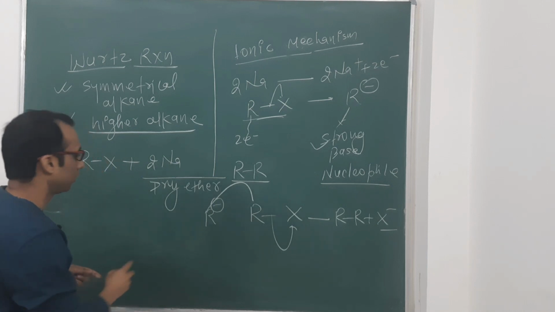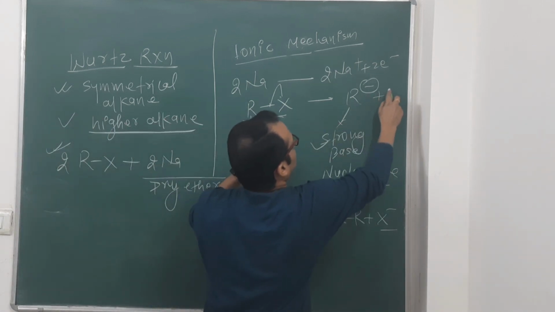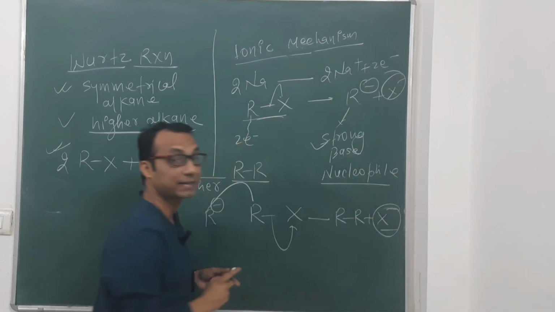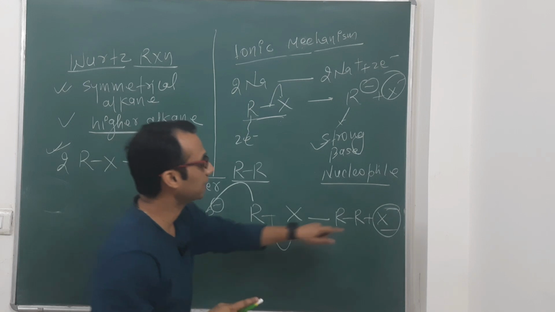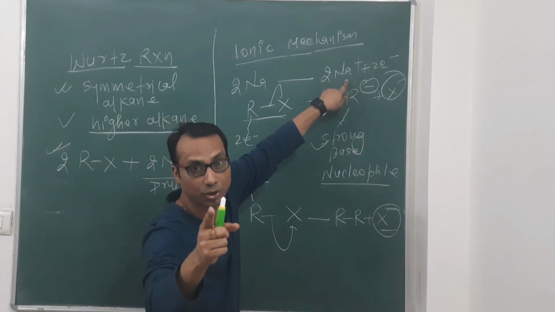Remember, 1 X negative here, students, and 1 X negative here. How many X negative do you have? 2 X negative. And how many sodium? 2 Na plus. Understood or not?